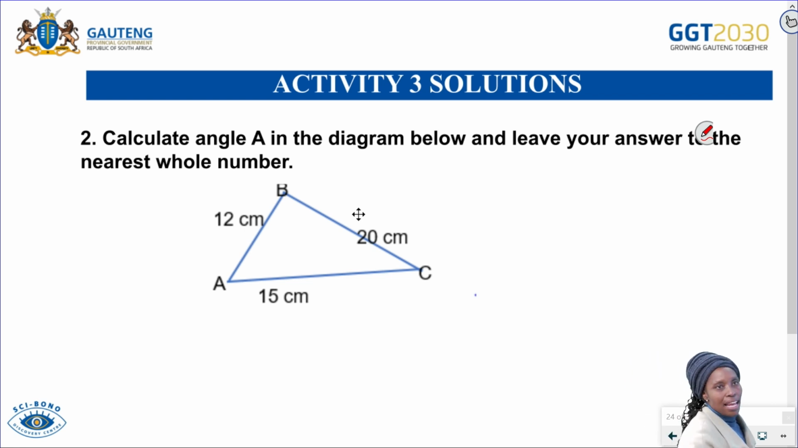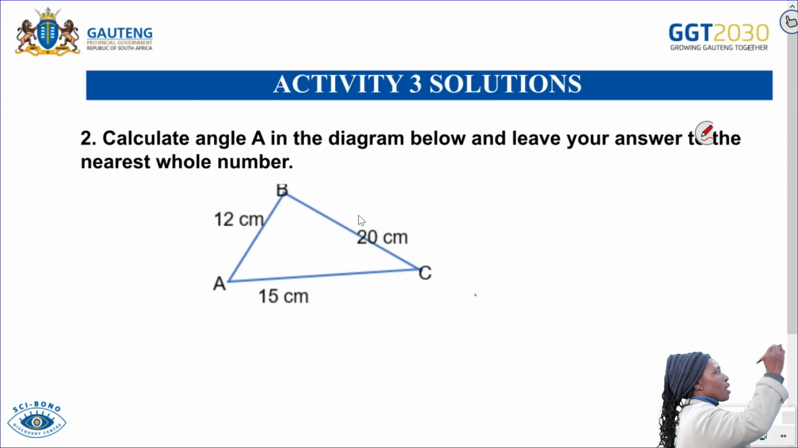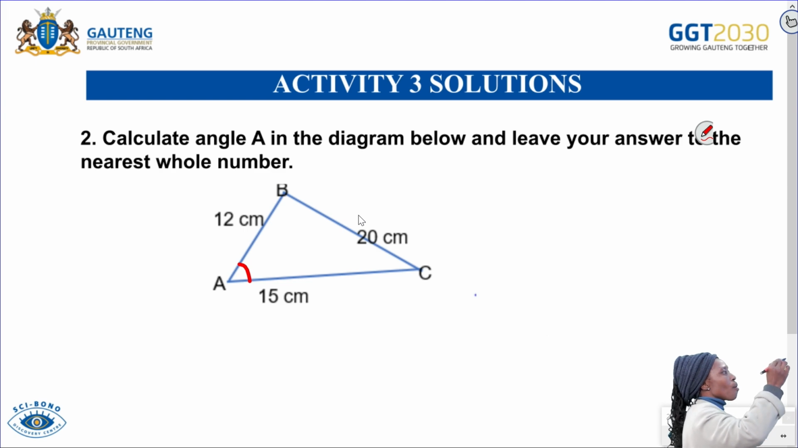All right, the next one, they say I must calculate angle A in the diagram below and leave my answer to the nearest whole number. Can you see? They specify here. They need the answer to the nearest whole number. So I use my formula. What am I looking for? I am looking for the angle A, this one.